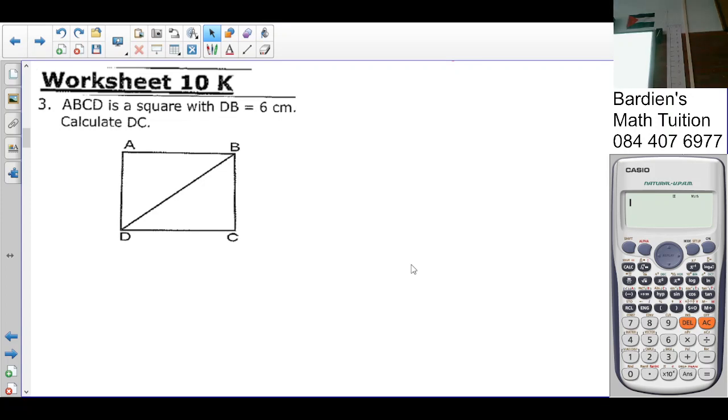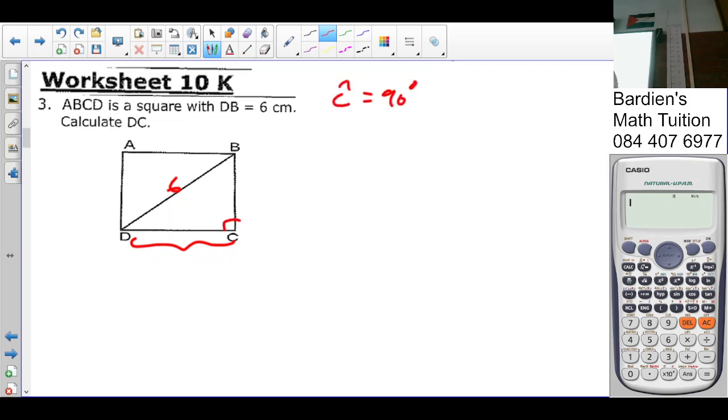So we're told that ABCD is a square. 7 properties come to mind. We are told that DB is 6. Let's calculate DC. How do you think you're going to do this? By using the theorem of Pythagoras. The theorem of Pythagoras is for a right angle triangle. But we know that angle C is 90.